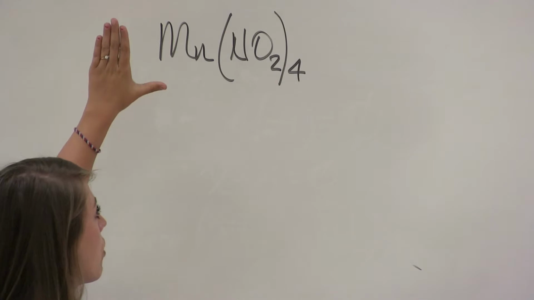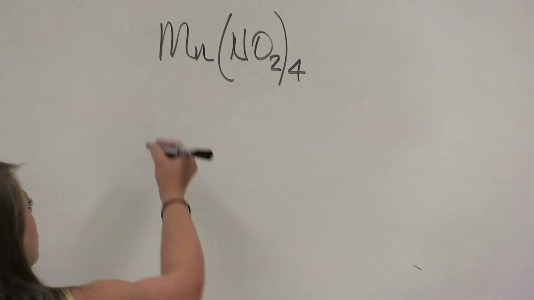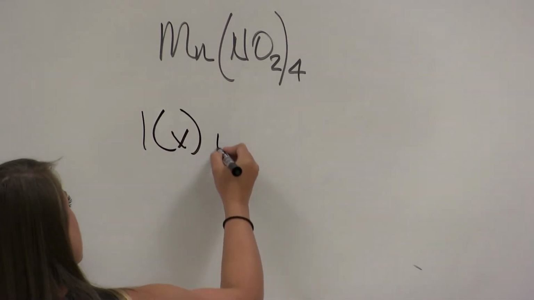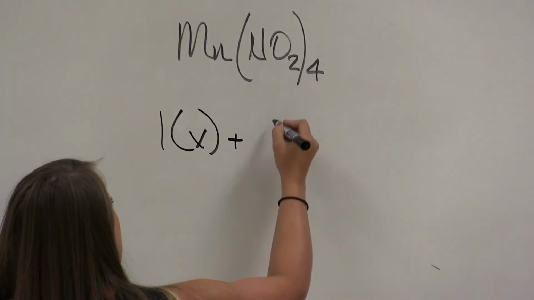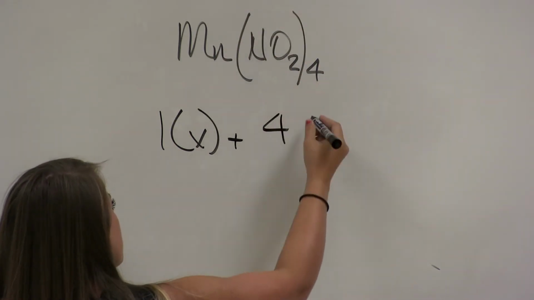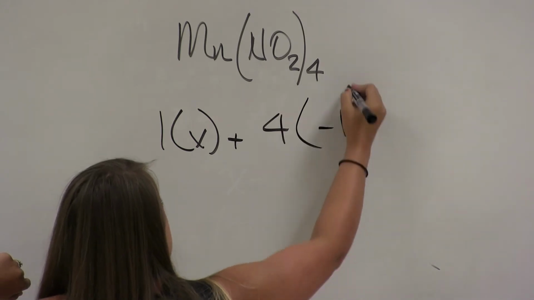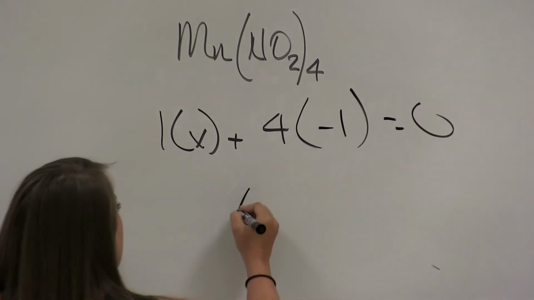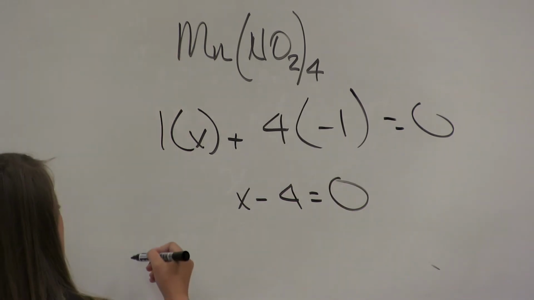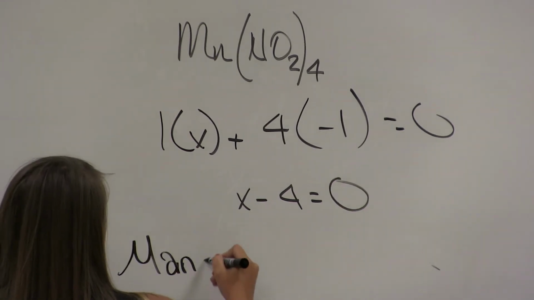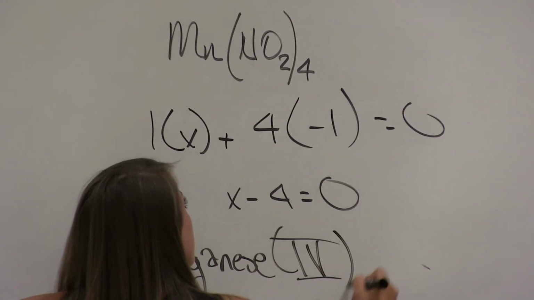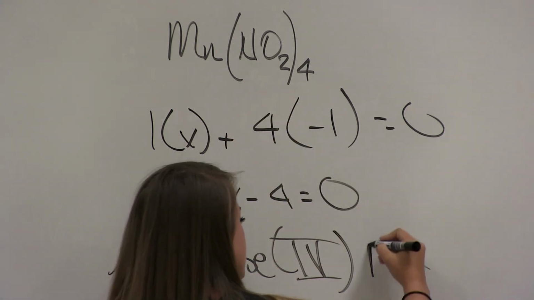To solve for the charge of manganese, we're going to use our little algebraic expression. We have 1 manganese times the charge of manganese, plus we've got 4 nitrites. We've got 4 because it's outside the parentheses. NO2 is nitrite, times the charge of nitrite, which is -1. We're going to set it equal to 0. X equals 4, so the charge of manganese is 4. So this is going to be manganese. You're going to have to use the Roman numeral 4, and you just state the polyatomic ion. This is nitrite.